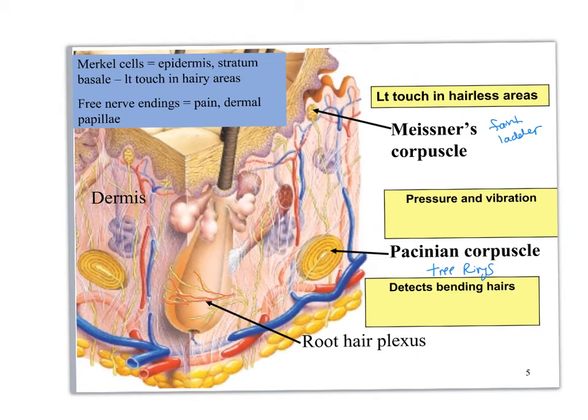A lot of people get this wrong when I ask them what it is. So it is detecting the bending of the hairs. It does not move the hair follicle. It is a sensory receptor. It does not move it in any way whatsoever. It detects the bending of the hair. Okay, let's look at a photomicrograph.